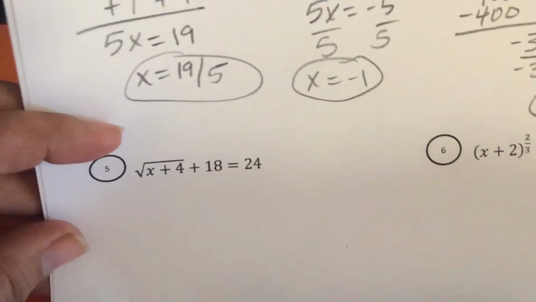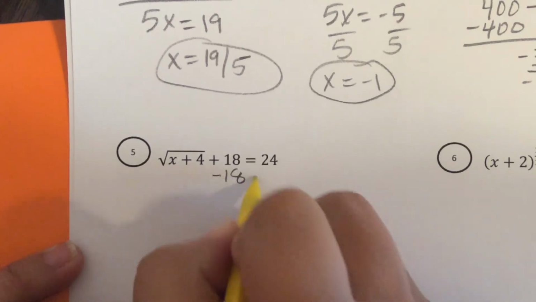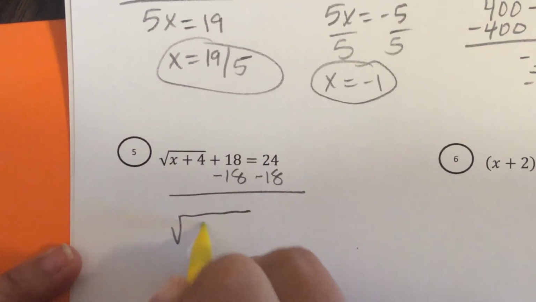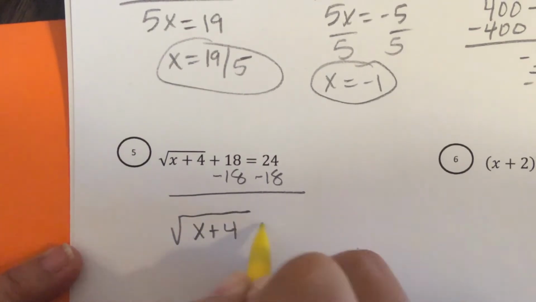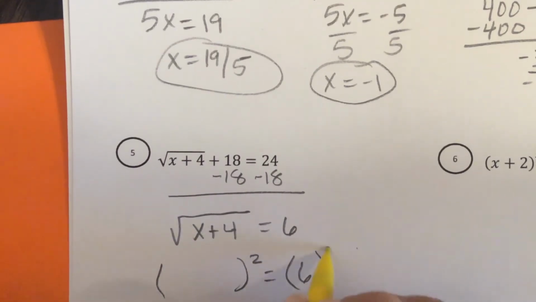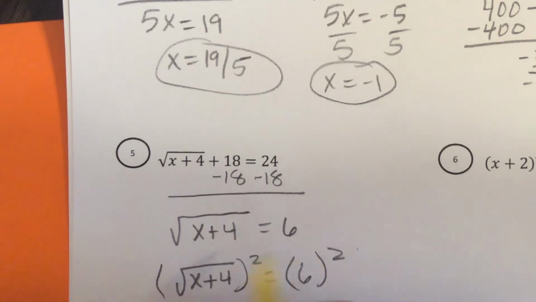Okay, number 5. Minus 18 minus 18. So that's the square root of x plus 4 equals 6. Now you square both sides. Now that the radical is by itself, it's kind of like the absolute value, you can square both sides.